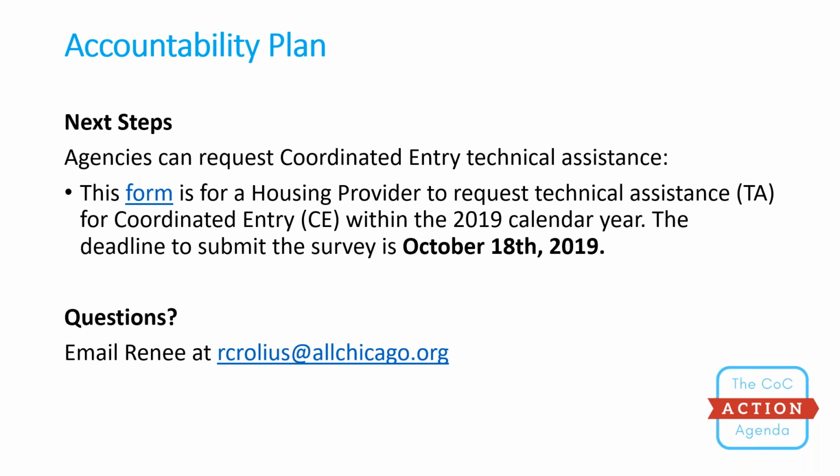We are likely going to try to do about 5 to 10 visits by the end of the year. And we're actually looking for housing providers to request this technical assistance site visit by using this form. And this link should be live in also the handout of the slides. It's a PDF, but you should be able to click it. If not, we'll make sure to send it out to the people that have registered for this webinar. And this is just a quick form to say, hey, I'm interested in receiving this TA. The deadline to submit the survey is October 18th.